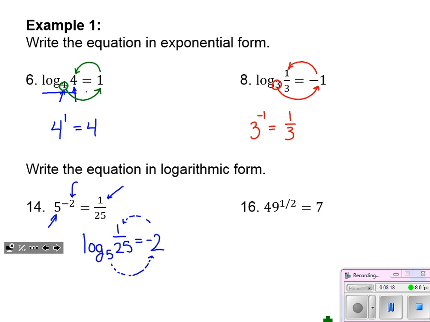Number 16, here we're taking a log with a base of 49. It's turning into a 7, and that perfect exponent to turn a 49 into a 7, they're telling me that's 1/2. A quick check through the pattern, 49, the base, to the 1/2, that perfect power, equals 7. So yes, that is what we started with, just getting some familiarity with the pattern, the definition of a logarithm.